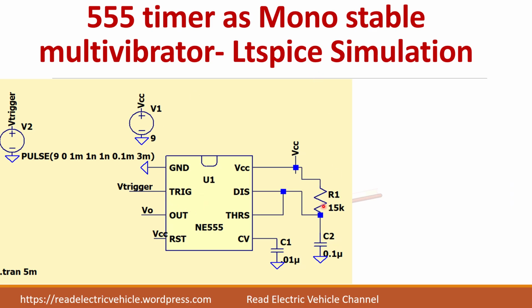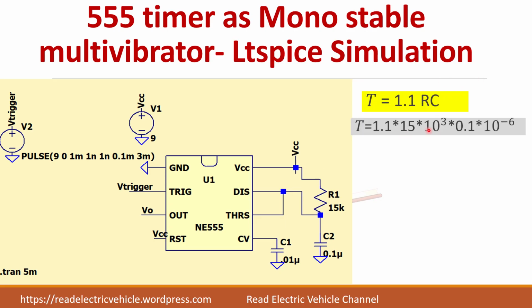Next we will change the resistor value. That is, I am changing the time constant and checking whether my circuit is working correctly or not. Here I have taken R as 15K and C the same value. In this case I should get T is equal to 1.65 millisecond. So let me simulate this one.